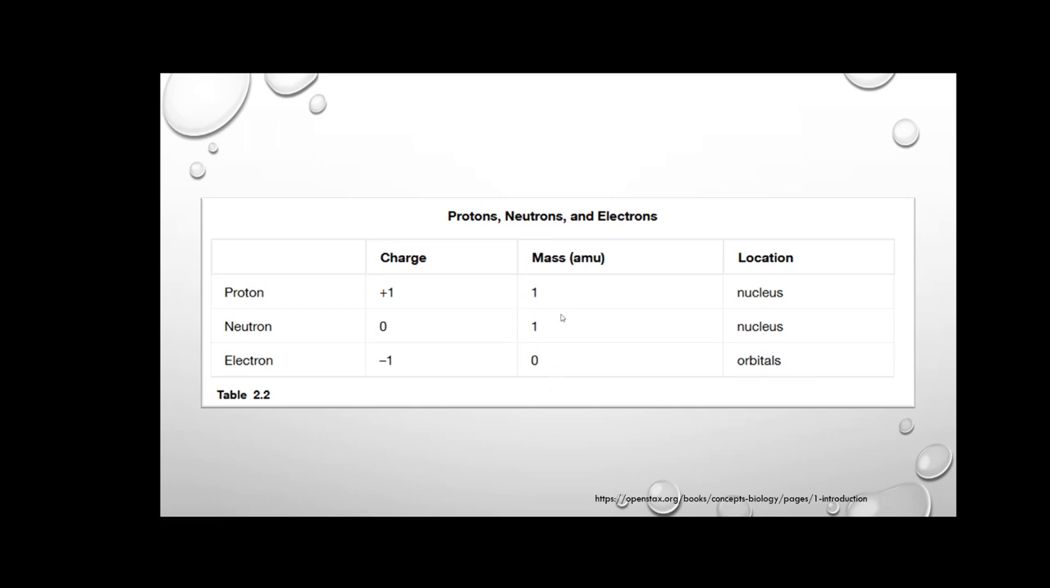For example, this atom here has just 1 proton. Let's say it's hydrogen, because hydrogen just has 1 proton, and we know that protons have an AMU, or mass, of 1, and neutrons have an AMU mass of 1. So this particular atom of hydrogen would have an AMU of 2, because it has 1 proton and 1 neutron. We add that together, and the mass is found in the nucleus. We would not count the mass of the electron because its mass is so minute.